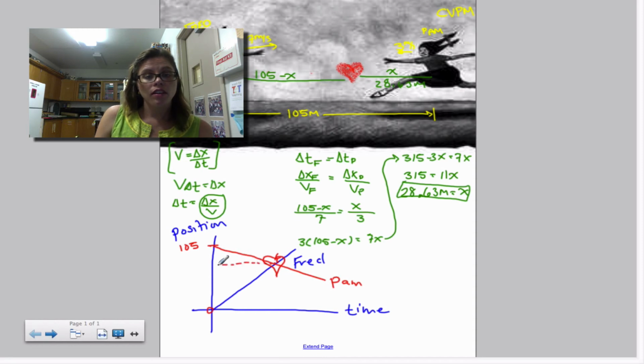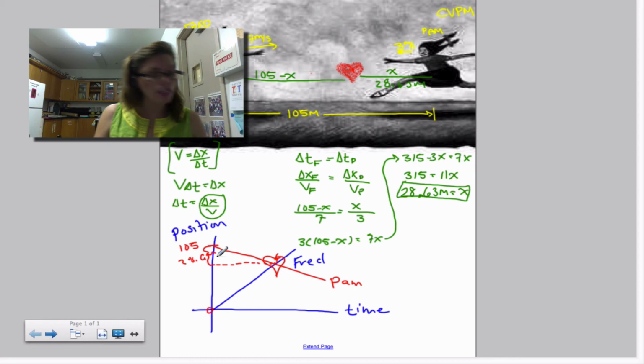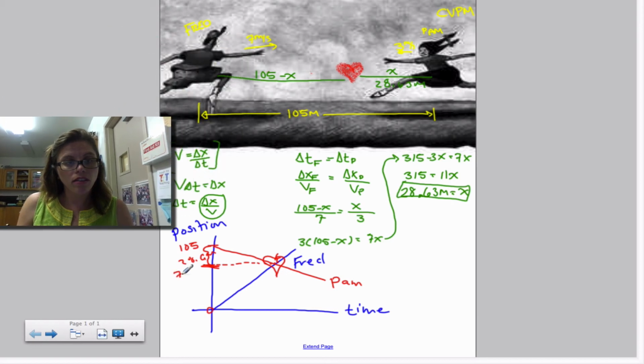All right, if we look over here, this should be 28.6 meters. So, let's see. 105 minus 28.63 is 76.37. So this would be 76.37. That's how far Fred ran.